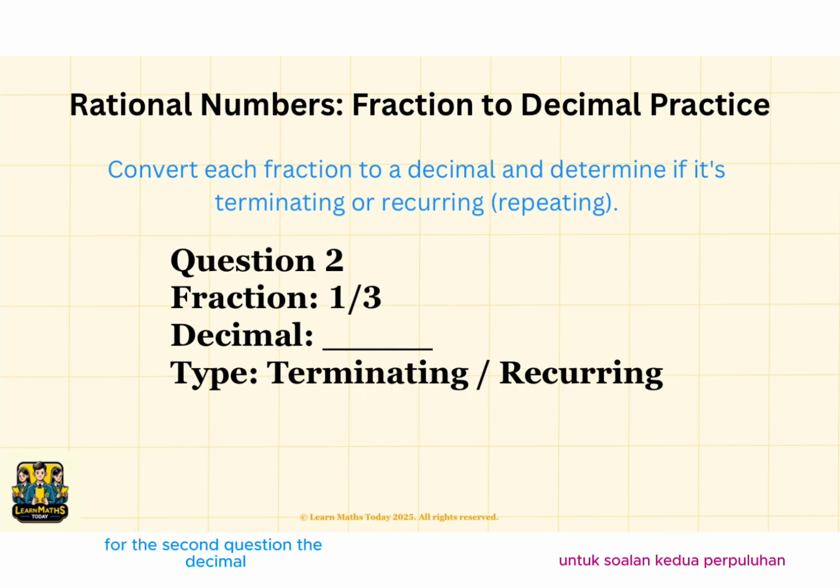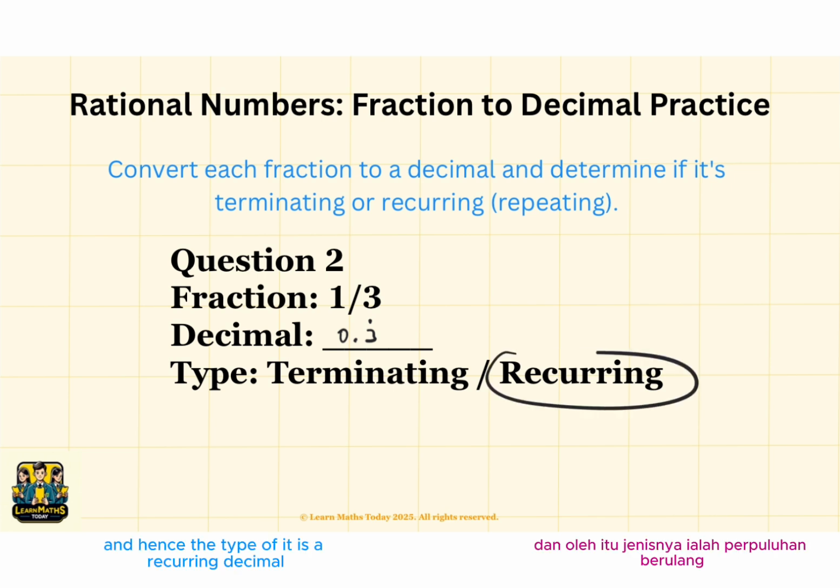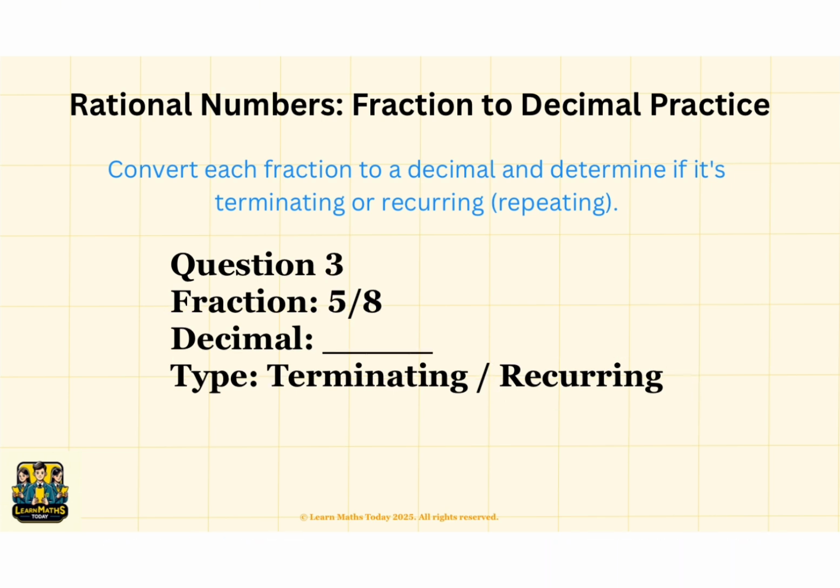For the second question, the fraction 1 over 3 can be converted into the decimal 0.3 recurring, and hence the type of it is a recurring decimal. For question 3, the fraction is 5 over 8, and the decimal is 0.625. In this case, it is a terminating decimal.